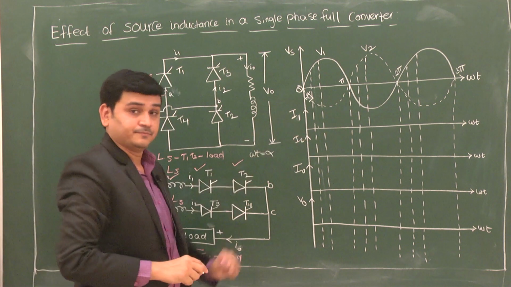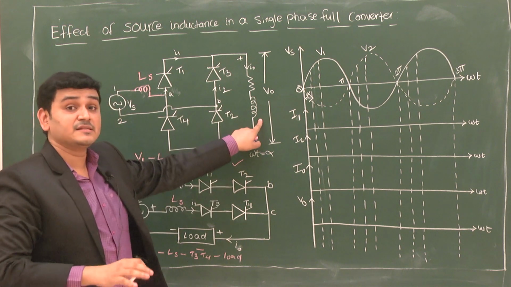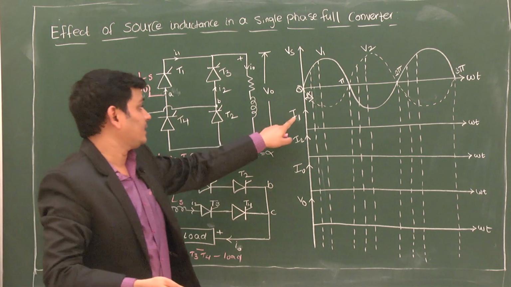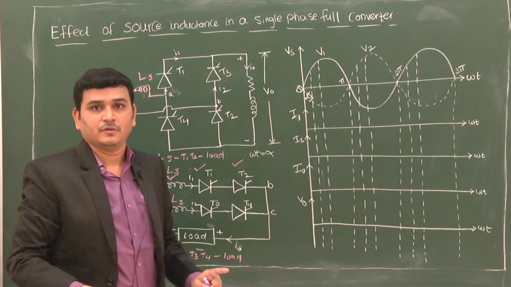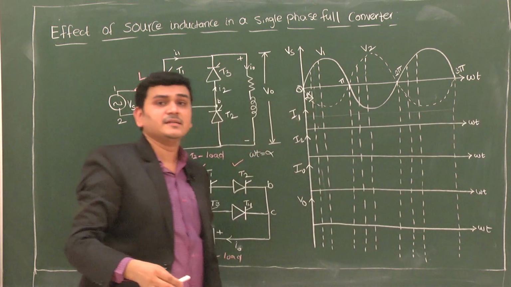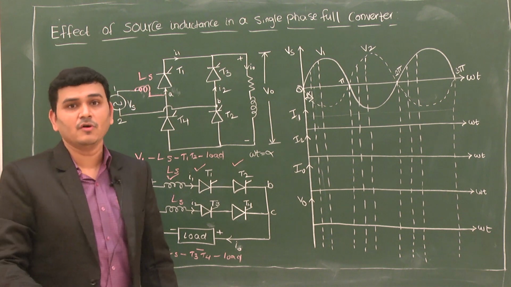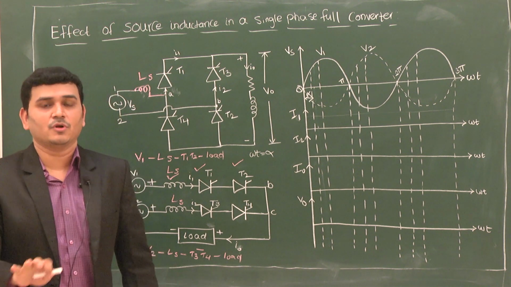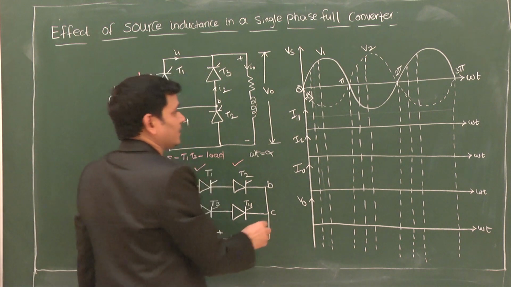But one more assumption here is the load inductance is very high, so that my current will be always continuous. So I may assume it as a straight line. I am not considering the discontinuous mode of operation, I am considering the continuous mode of operation. Current is continuous.